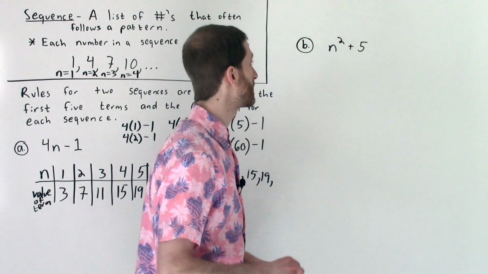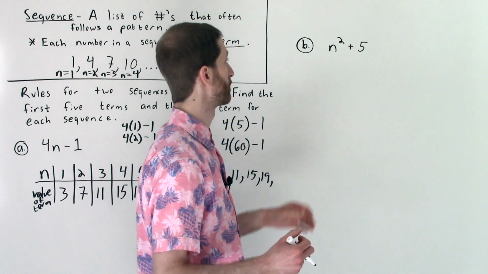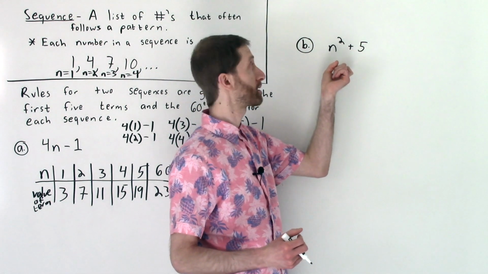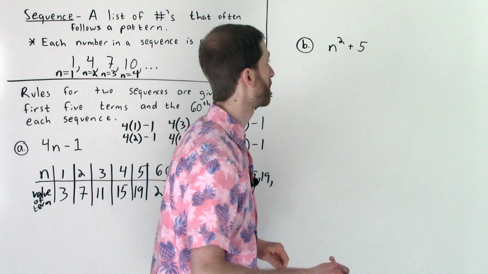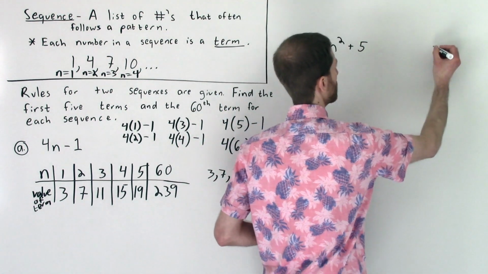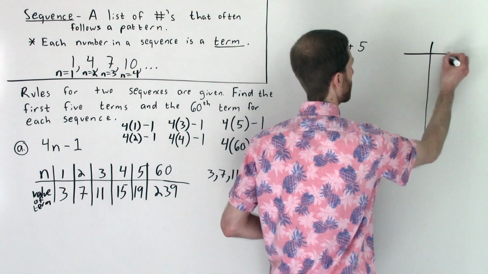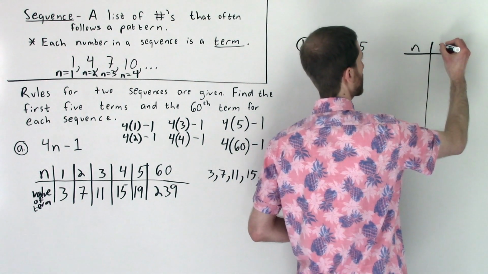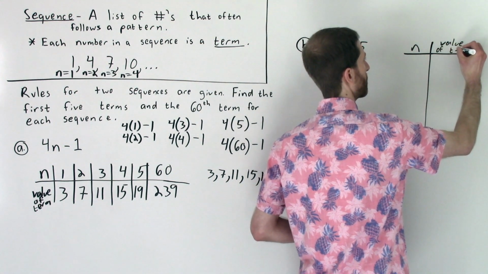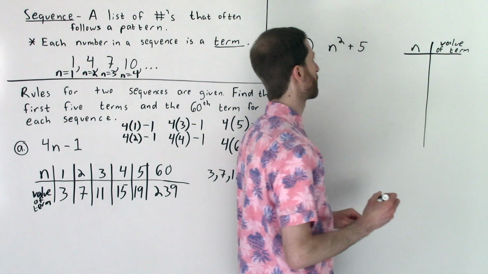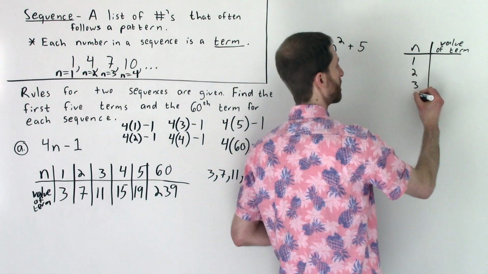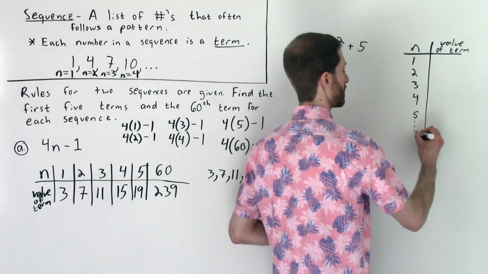So we've got a second sequence rule here. It tells us to square the term number that we are at and then add 5 to that. Okay, so I'll do a vertical table here, no problem whatsoever. I'll put the table over here. So n, and then this is the actual value of the term. Again, we'll start with the first 5 values: 1, then 2, then 3, then 4, then 5, and then eventually we'll go to the 60th term.